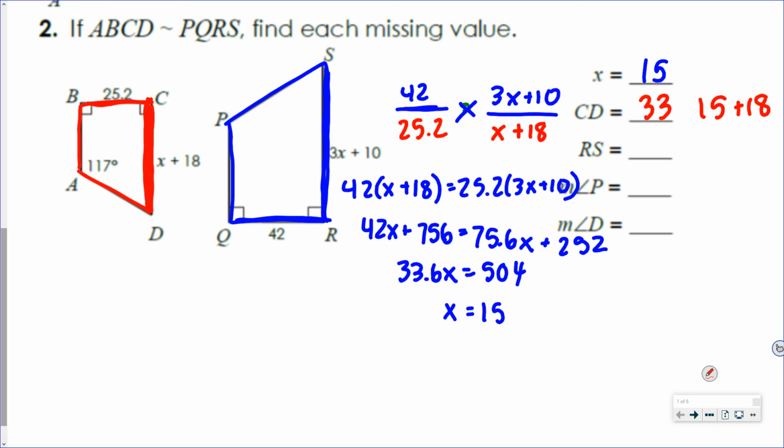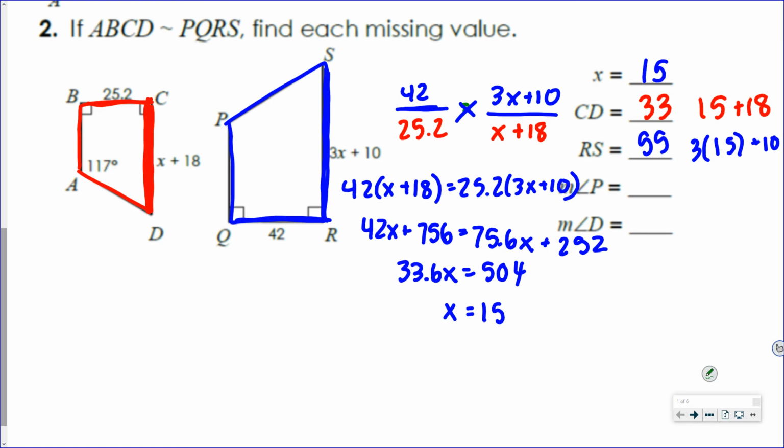A couple ways you can find RS. You could set up another proportion if you wanted to. I want to do that. Now that you know what X is, I would just plug that in. 3 times 15 plus 10, that gives us 55 for RS. This next one's interesting. I don't think we found any angle measures.